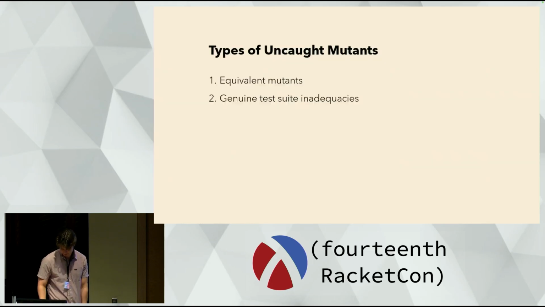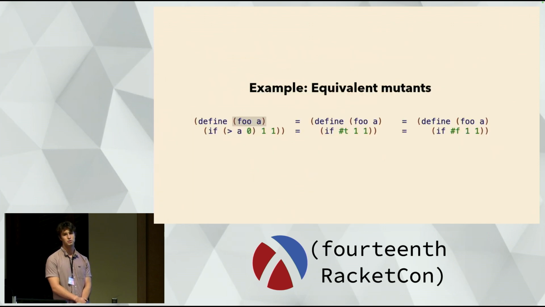But before I talk about the high-level results, I do want to talk about different types of mutants, and try to convince you that mutation testing is actually useful for Racket projects. There are two types of uncaught mutants, and by uncaught I mean surviving mutants: equivalent mutants and genuine test suite inadequacies. Equivalent mutants mutate the code in such a way that the code functionally behaves exactly the same before and after the mutant.